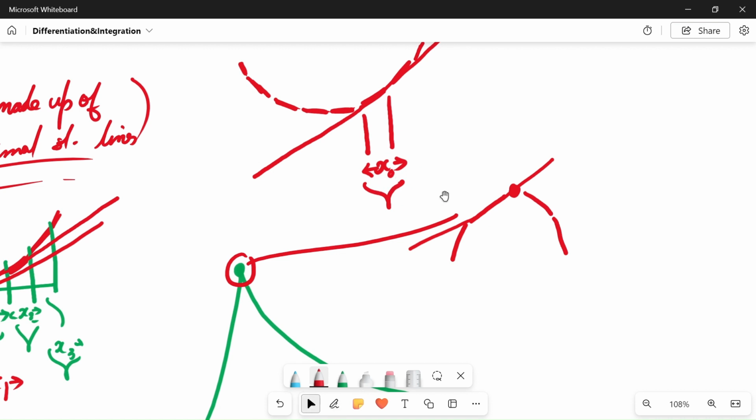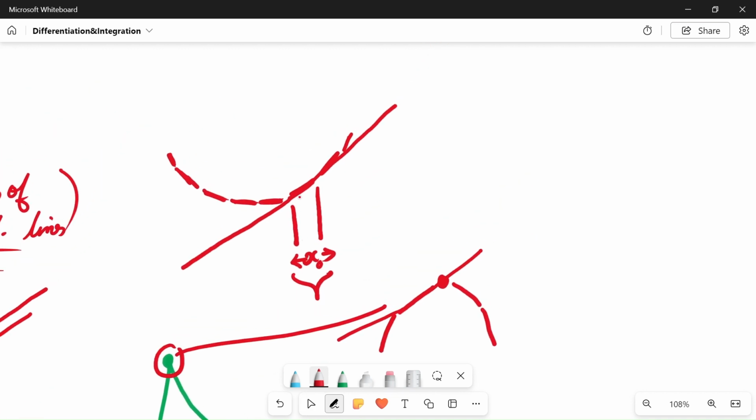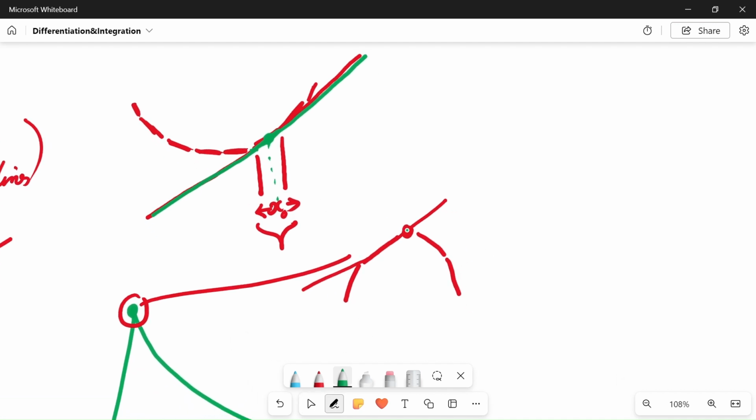So if we are interested in this point x naught, then we are not actually drawing a line passing through this point. We are actually extending the line in the neighborhood of x naught on both the sides. And if you don't have this line there, as in this case, there's no point of extension if you don't have a line already, right?